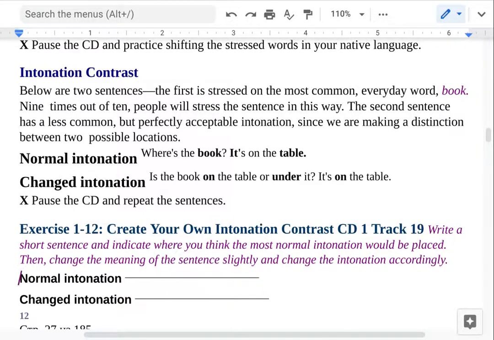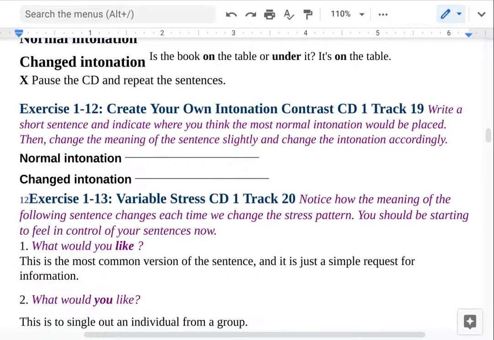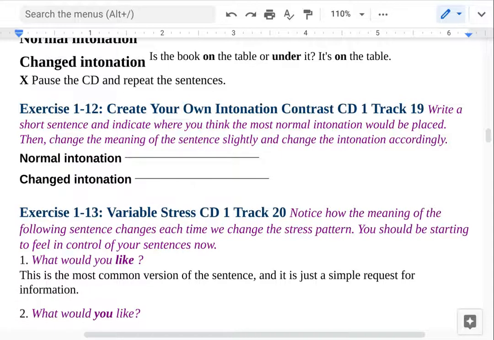Exercise 112. Create your own intonation contrast. Write a short sentence and indicate where you think the most normal intonation would be placed. Then, change the meaning of the sentence slightly and change the intonation accordingly.